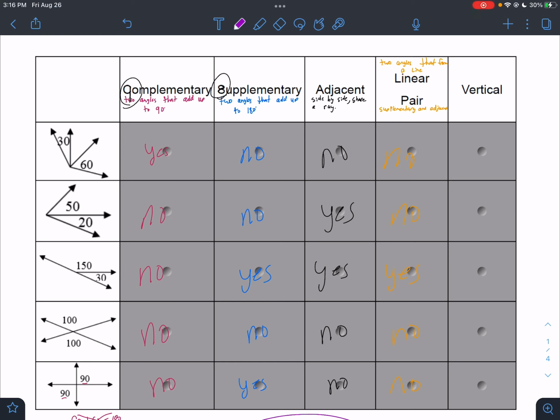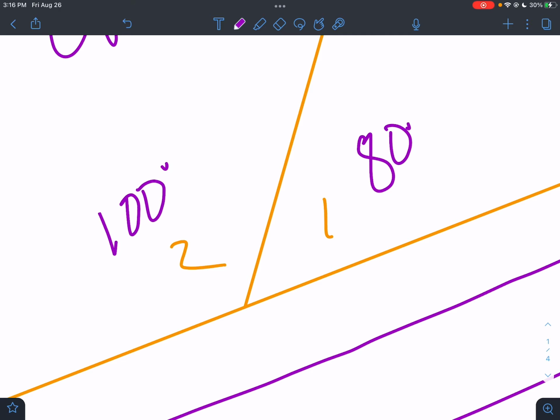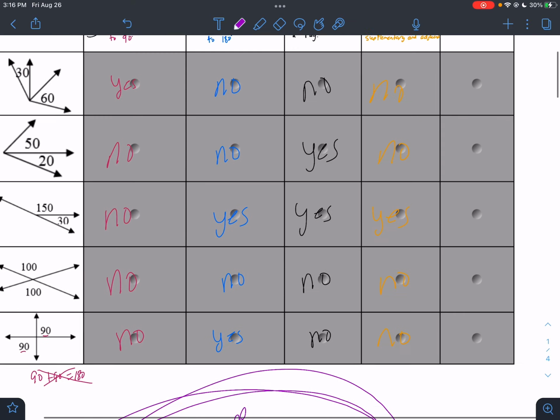But if we flip the order of that, if I said linear pairs are adjacent, that's got to be always. That's part of their definition. They have to be side by side. They have to form a line. So linear pairs have to be adjacent.